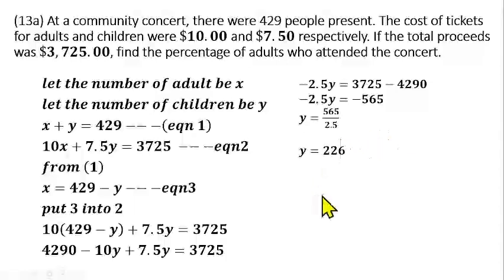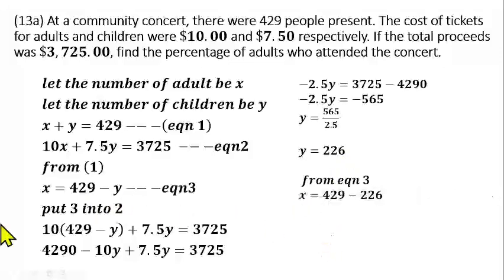So that is the number of children in the concert. Then let's find the number of adults in the concert. So substitute this value into equation 3, sorry, equation 3 rather, not equation 1. Even if you put it in equation 1, you still get the same answer, but here you put it in equation 3 for simplicity's sake. So our y is 226, so put that here.